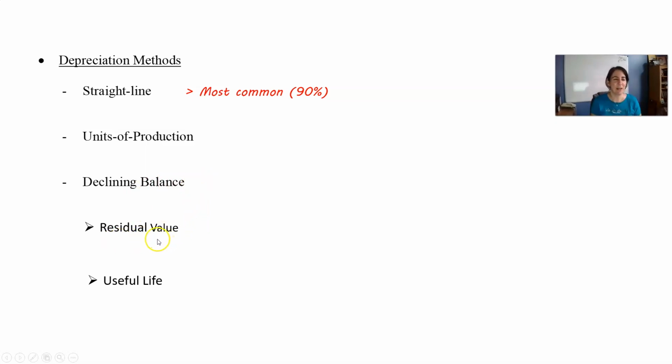All right, so a couple of terms for you guys. Residual value, which you may not have heard yet. Residual value is the estimated value at the end of an asset's life. You may hear residual value. You may hear salvage value. You may hear scrap value. You may hear trade-in value. I think that's all of them. All of them mean the same thing.